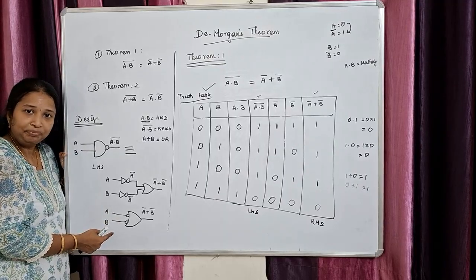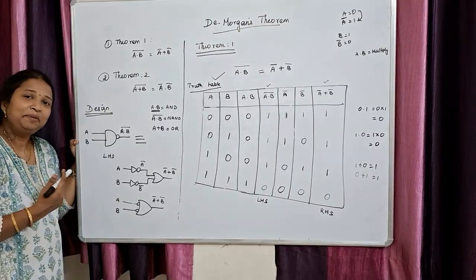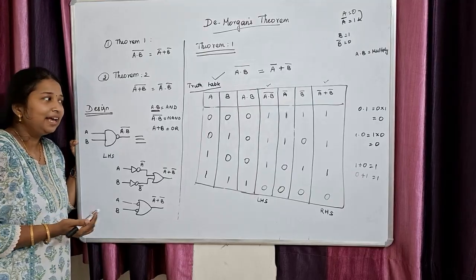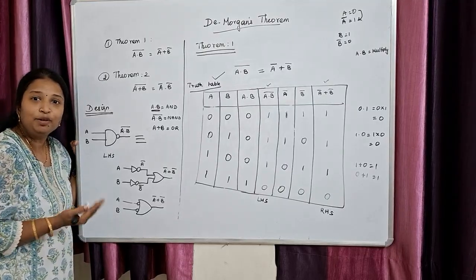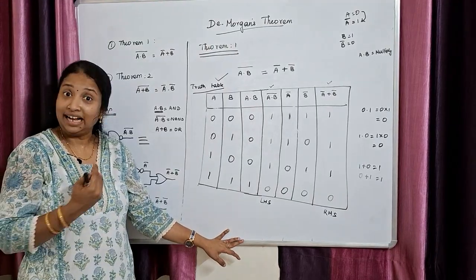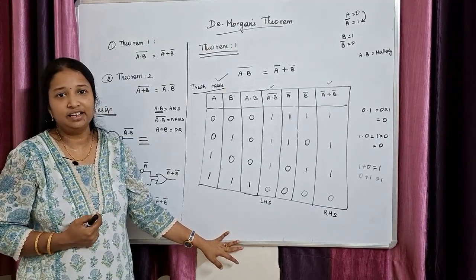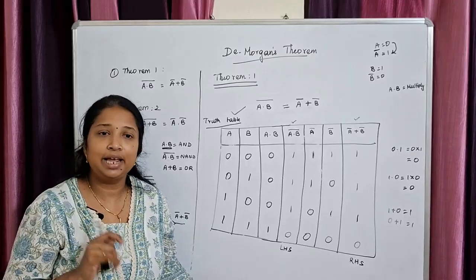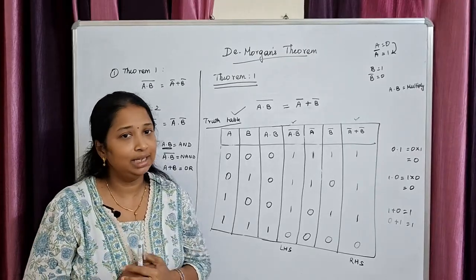Is that clear? Understood? Now, coming to the interesting part. You might be thinking, why am I studying all this? Where am I going to use it in my real life experience? In fact, even without your knowledge, you're actually making use of DeMorgan's theorem in our daily life. One of the best real life examples is data privacy and security.